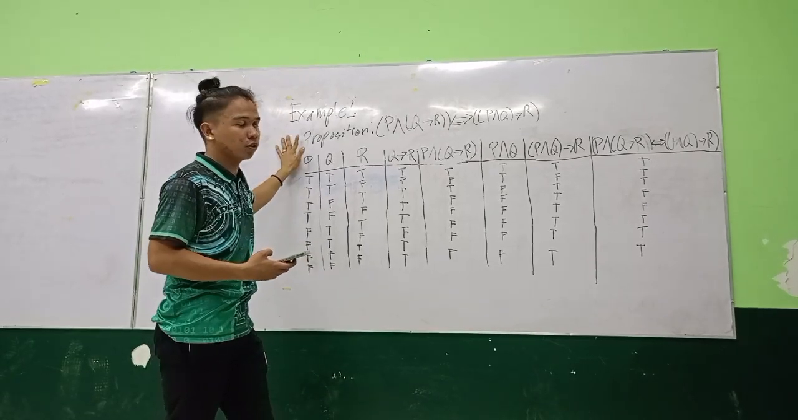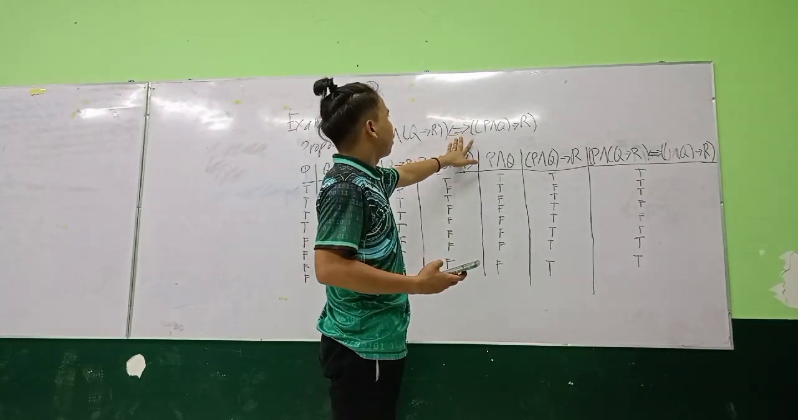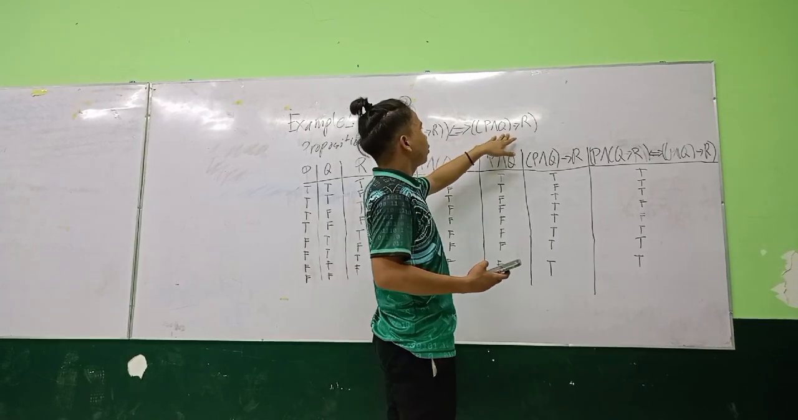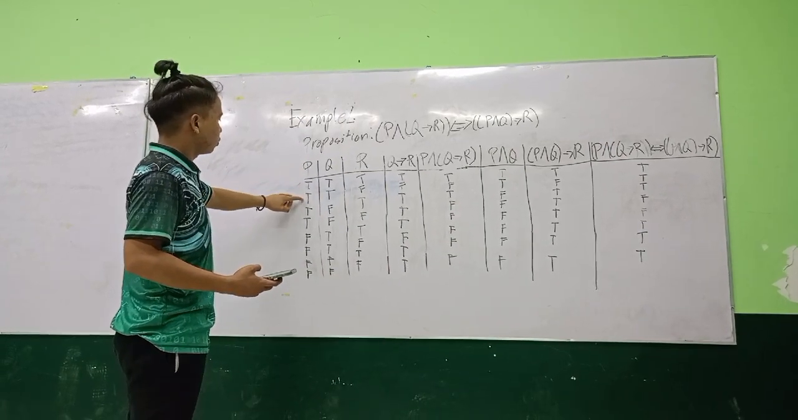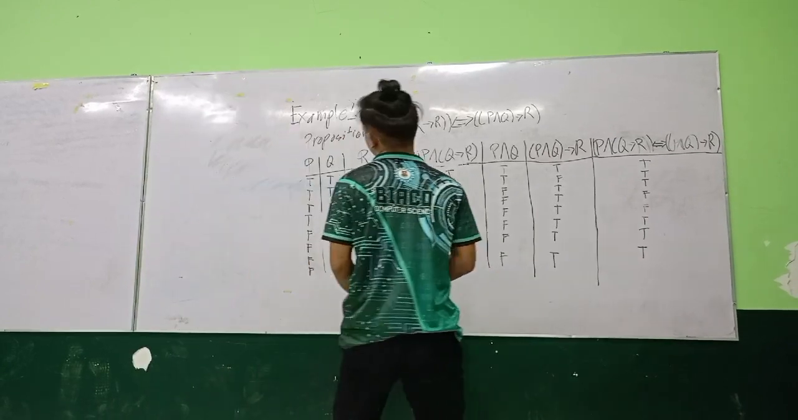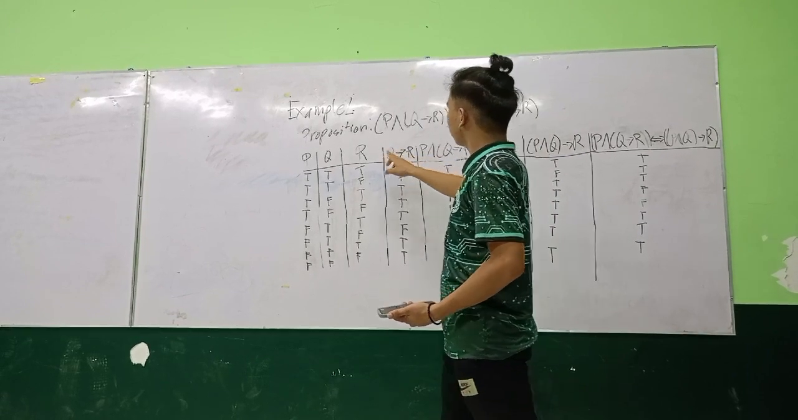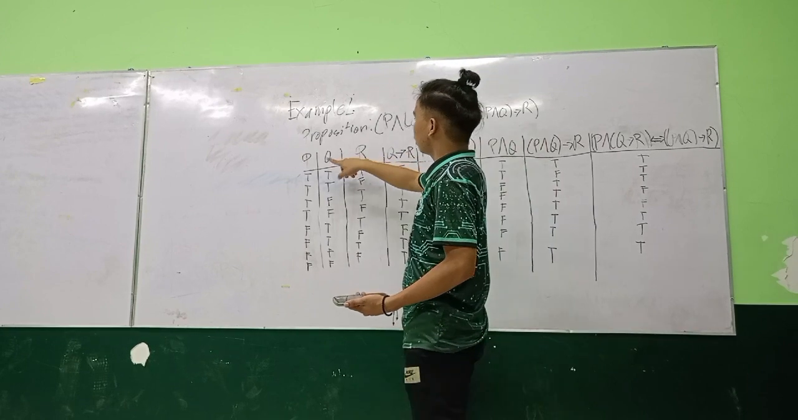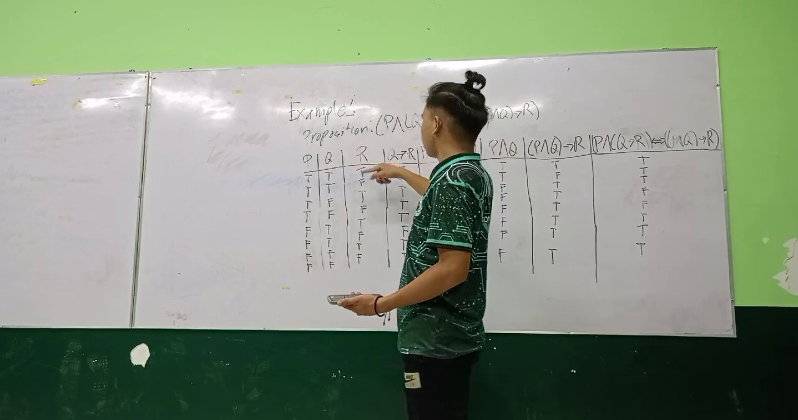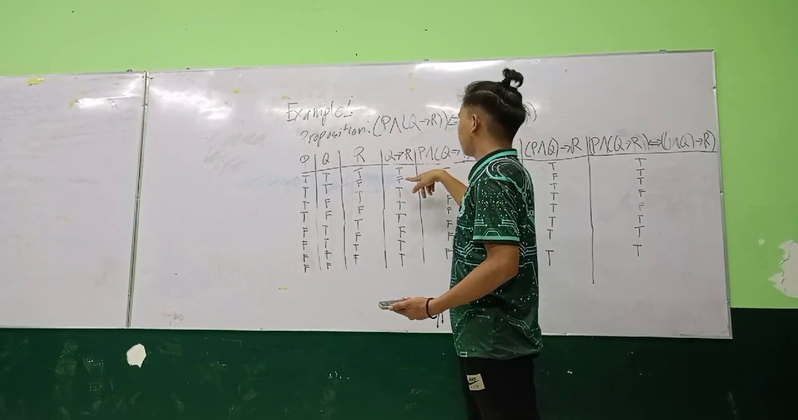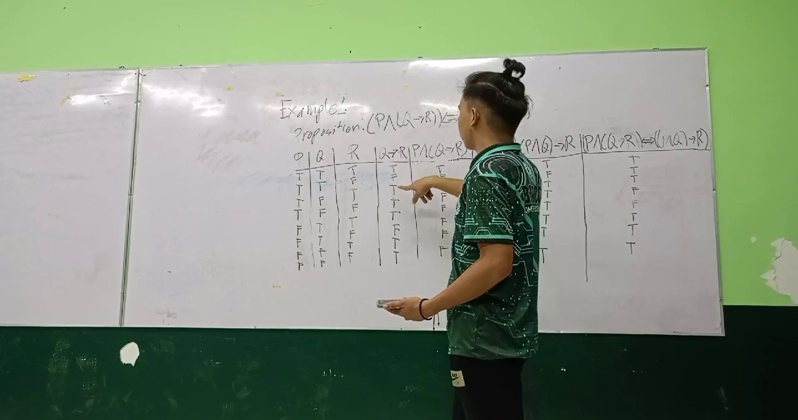So for our example number 2, our proposition here is P and Q implies R if and only if P and Q implies R. So our P here is true, false. So here P implies Q implies R. If Q is true and R is true, this is true. Q is true, R is false, Q implies R is false. Q is false, R is true, Q implies R is false.